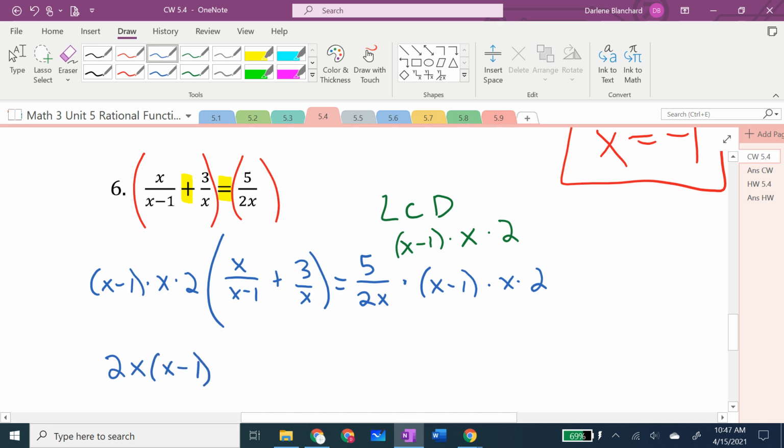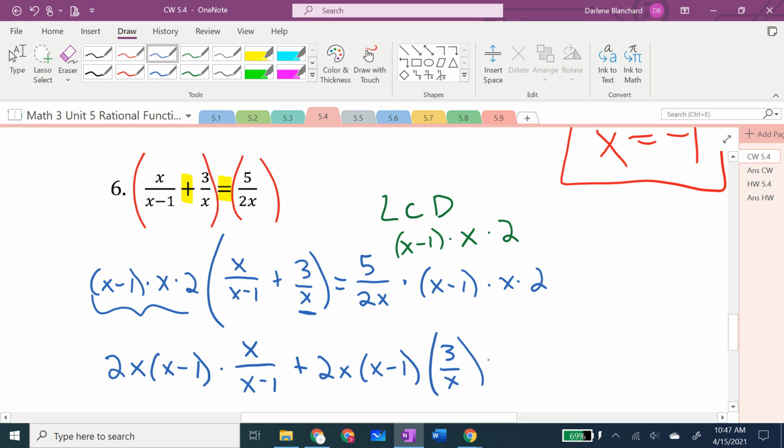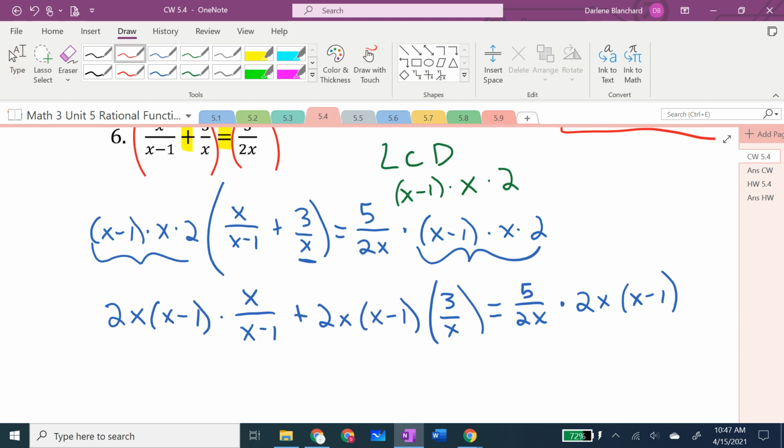Okay, so distributing, I have this mess times x over x minus 1 plus, and then again, it's a 2 times x minus 1 multiplied by the 3 over x equals, and now I have a 5 over 2x times 2x times x minus 1. It is time for denominator killing.